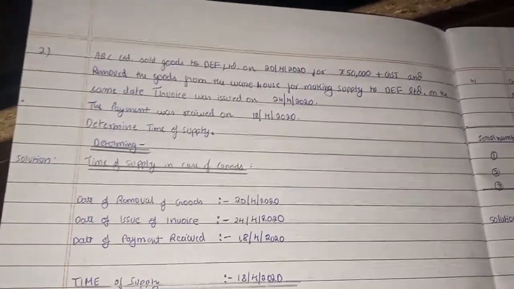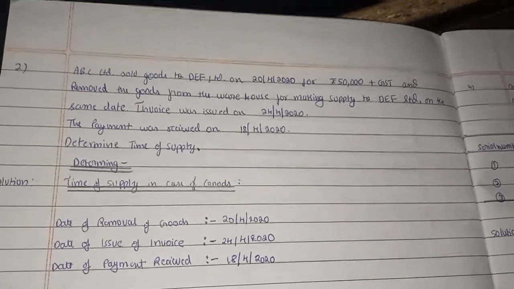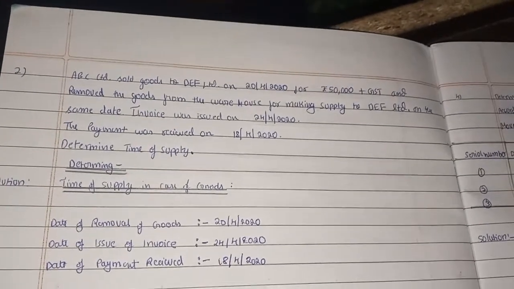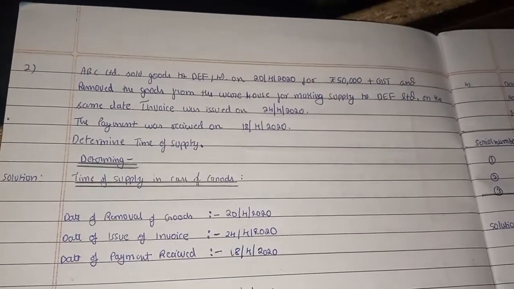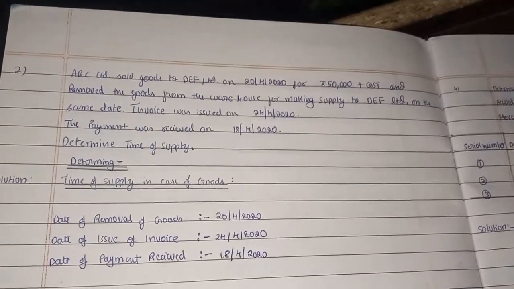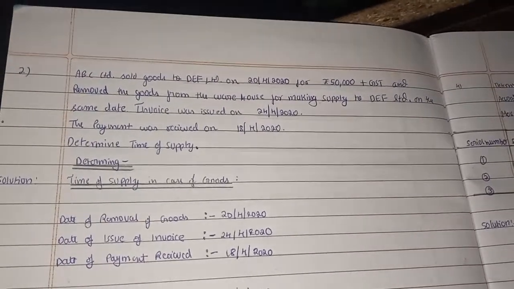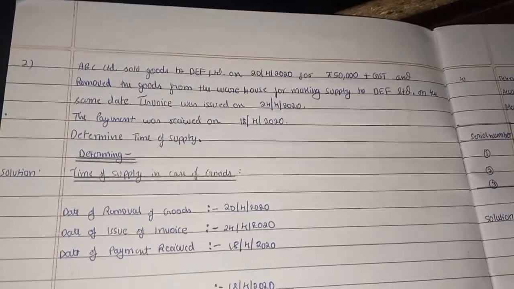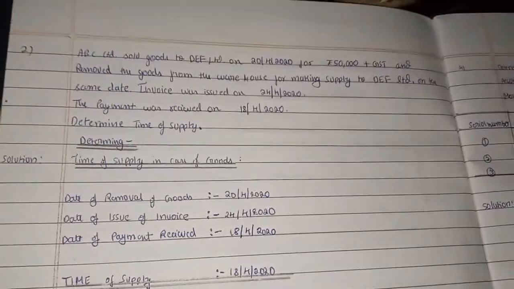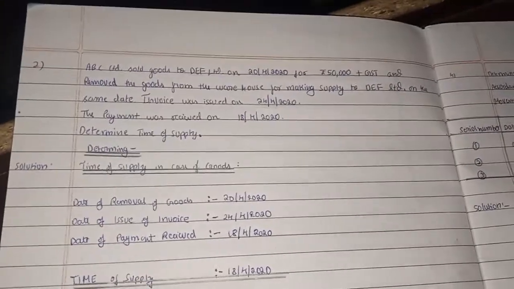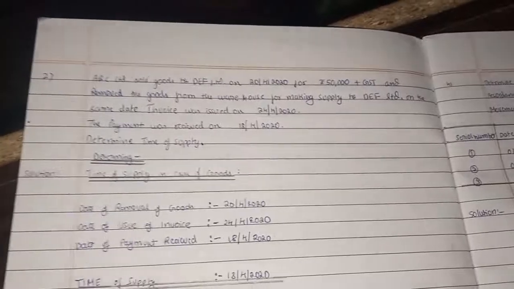ABC Limited sold to DEF Limited on 24/4/2020 for 50,000 plus GST and removed the goods from the warehouse for making supply to DEF Limited on the same date. Invoice was issued on 24 April 2020. The payment was received on 18/4/2020. Determine the time of supply.